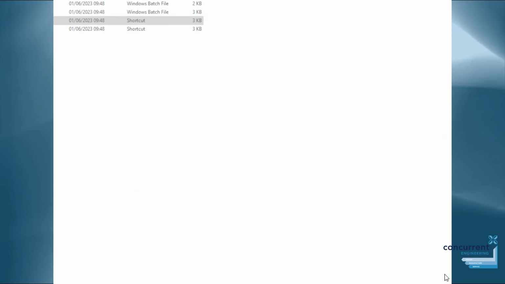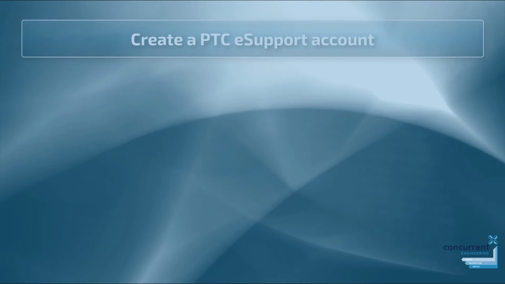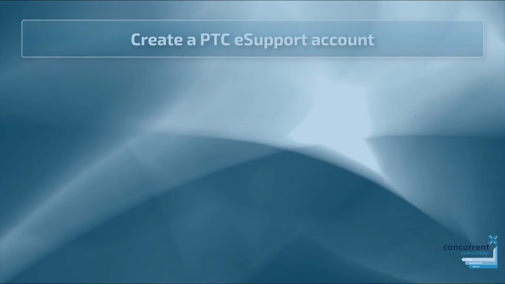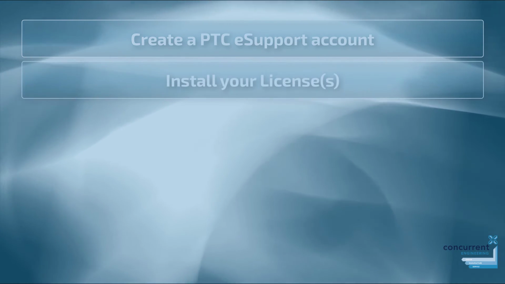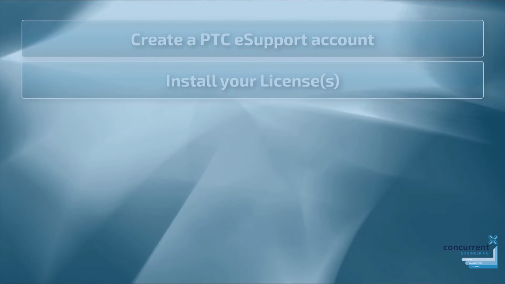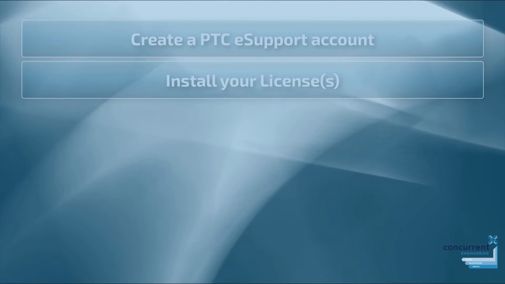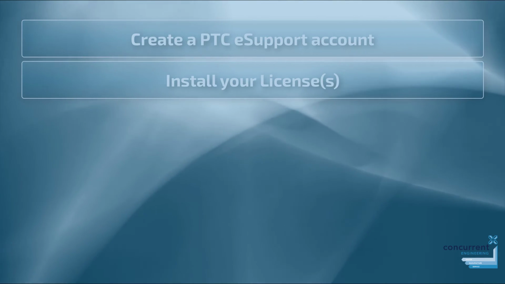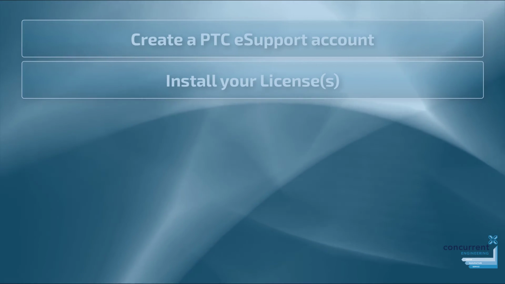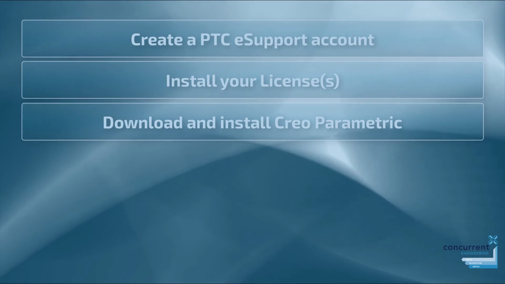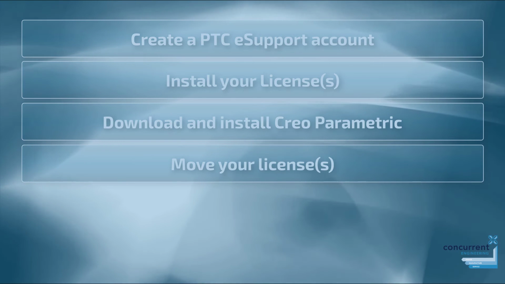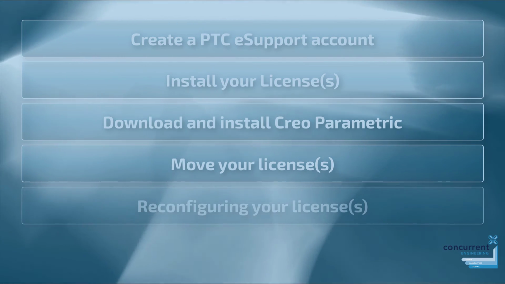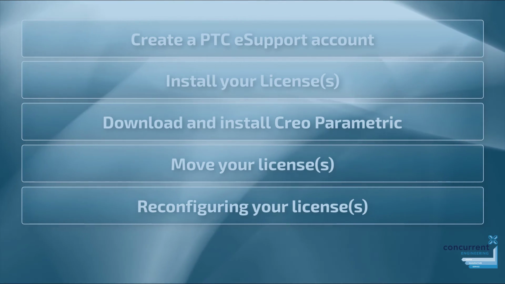Okay, so we've covered firstly some useful steps and checks prior to installing, then creating a PTC account. Then we looked at installing locked and floating licenses, including downloading and installing FlexNet. We then looked at downloading and installing Creo Parametric itself, and then finally looking at moving a license and reconfiguring a license if you're moving from one machine to another.